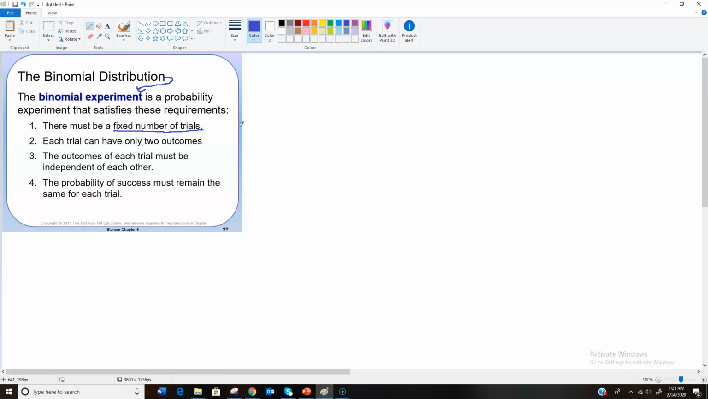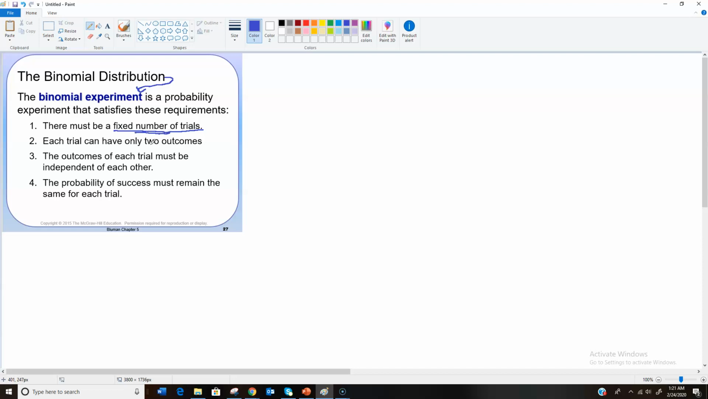So you can't say, for instance, I'm going to roll the die until I get to a certain number, like I'm going to roll the die until I get 3 5s or something like that. When you start, you have to say, I'm going to roll the die 20 times. I'm going to roll the die 100 times. I'm going to flip the coin 50 times. You have to have your number of trials determined before you start.